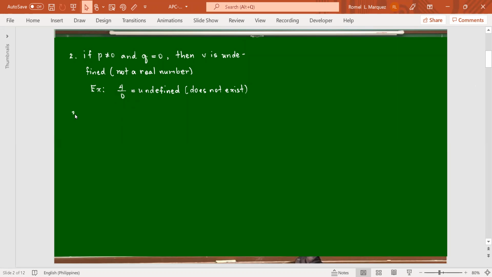Yeah. Number 3. If P is, let's say, equal to 0, and Q also is equal to 0, meaning P and Q are both equal to 0, then what can we say about the quotient? It is still undefined. Okay? It is undefined. Get it, guys? So, for instance, if I have 0 over 0, that is undefined. It's not a real number. Okay?